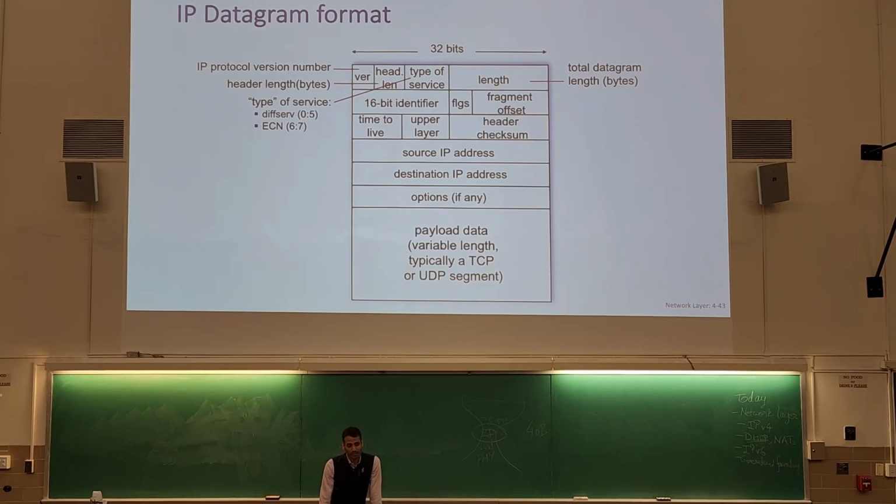Type of service: we've seen one of these, differentiated services, at a high level. It's just called prioritization of traffic. We saw what ECN bits are for, explicit congestion notification. We saw those 2 bits, right? So the 6th and 7th bits are being used for ECN. That's part of the IP header.